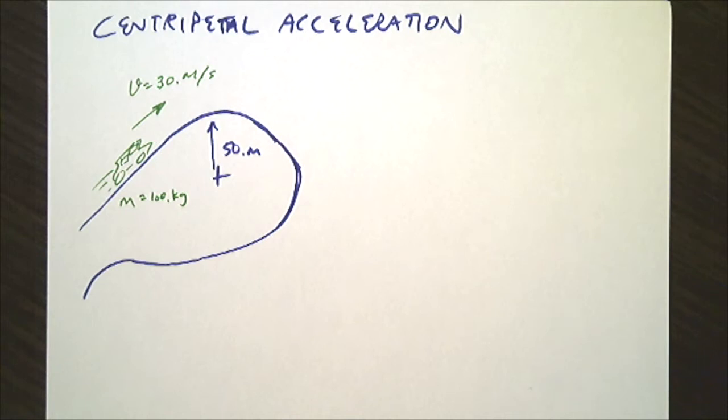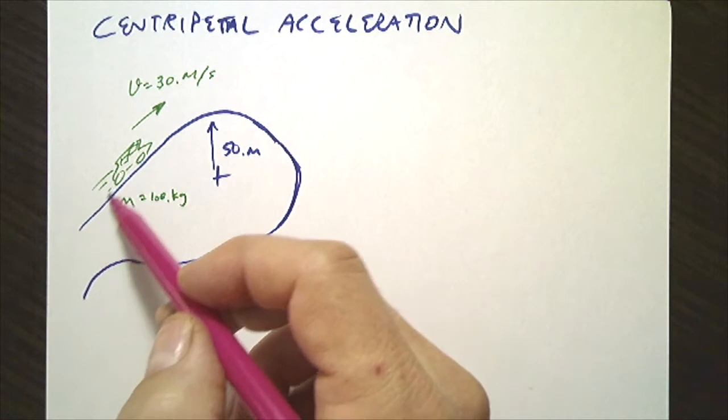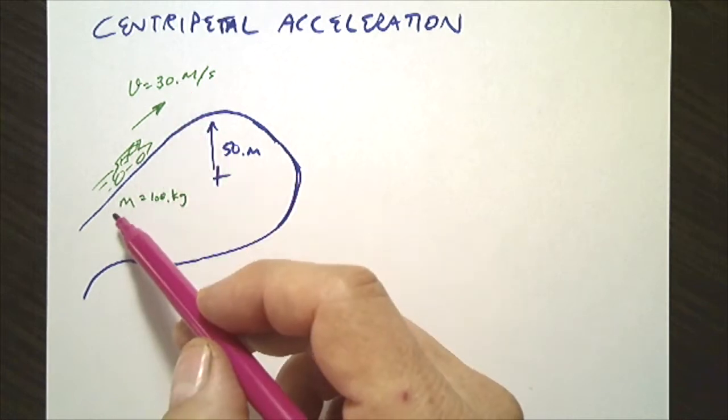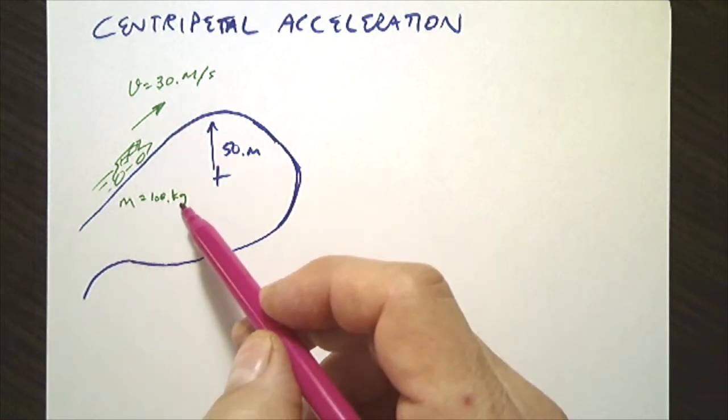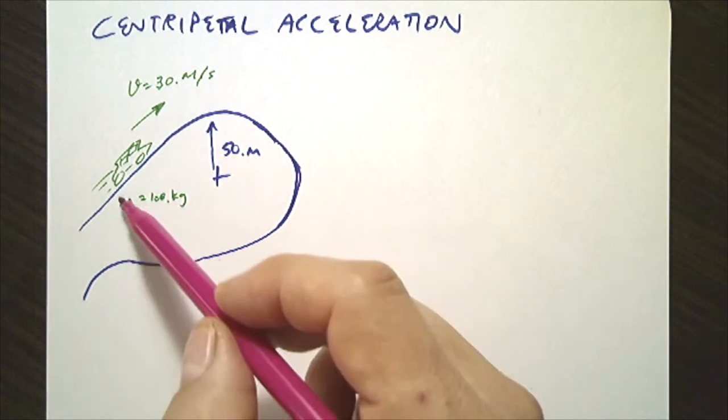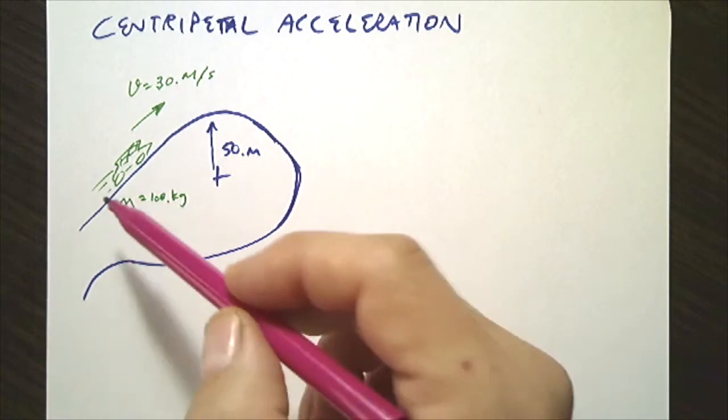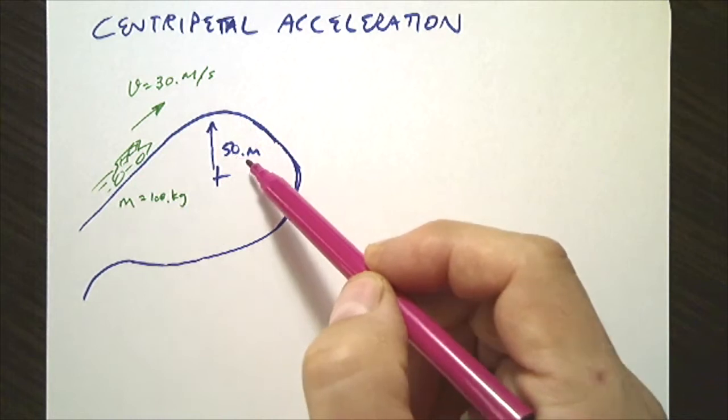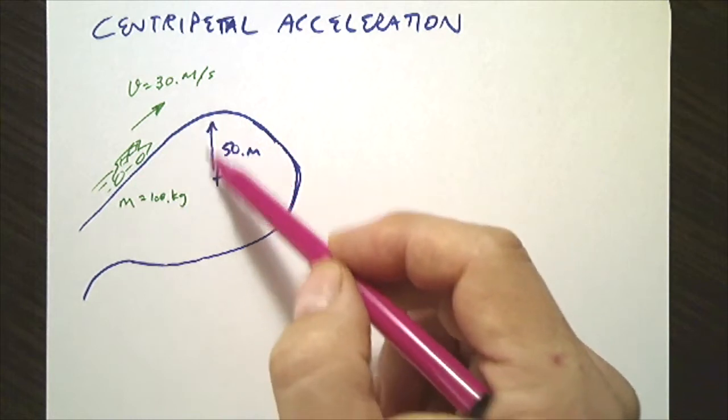So you're coming up on a corner and you're driving your car at 30 meters per second. You have a car of 100 kilograms. That's not very heavy, by the way. And you come around this corner and it's a 50-meter radius corner.